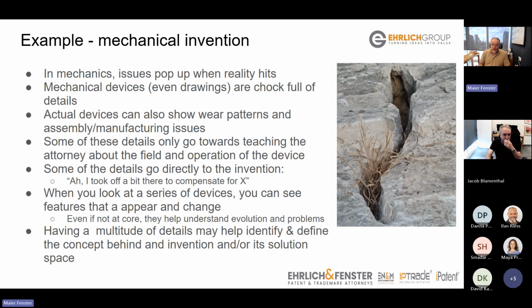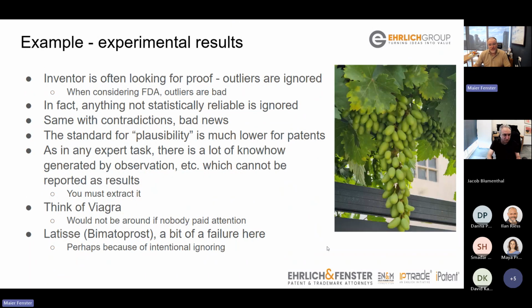And the more details you have, the more likely you are to actually understand what's hiding behind the invention, up to a limit. Here's another example, experimental results. They did an experiment, Viagra, the great experiment. It doesn't work well. That's the output.